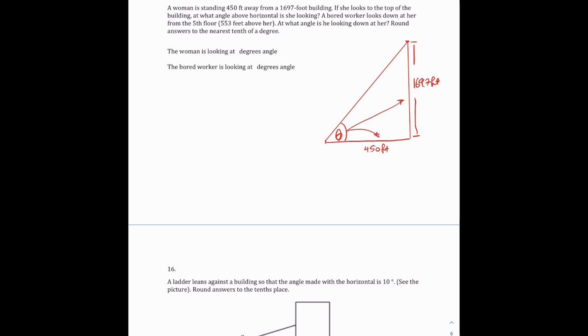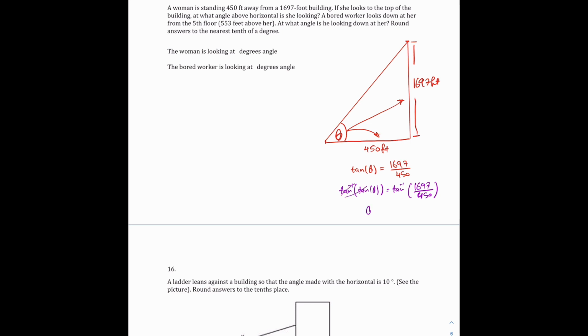Relative to theta, these sides are opposite and adjacent, which means we can say that opposite over adjacent is the tangent. So we're going to say tangent theta is equal to the opposite over adjacent, which means to find theta, we're going to take the inverse tangent of both sides of the equation. So we're going to say inverse tangent of tangent theta equals inverse tangent of 1697 over 450.